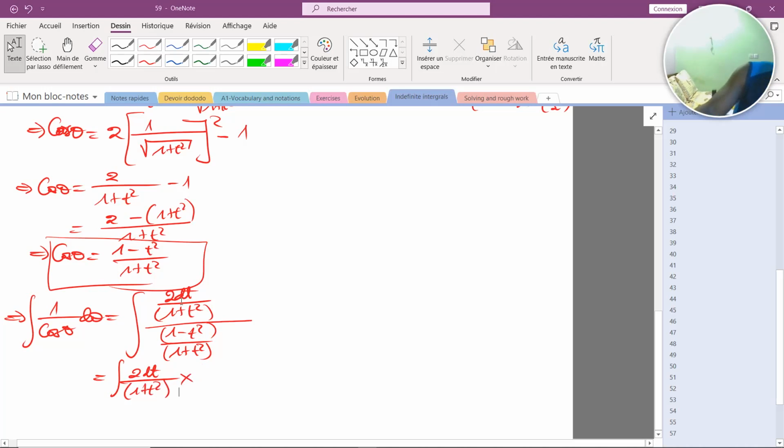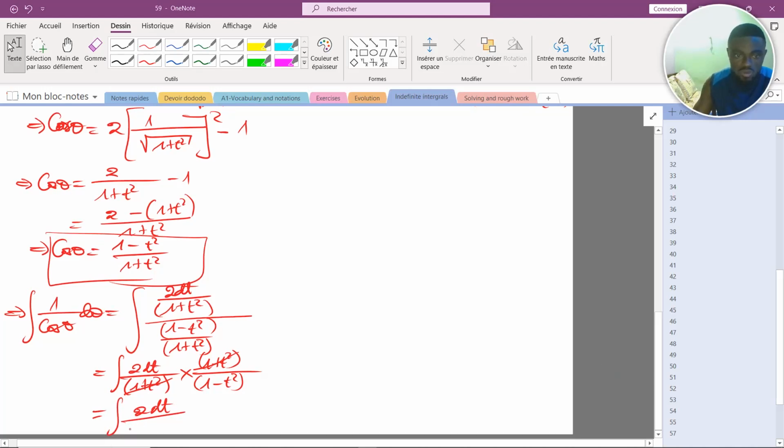A minute. So this is 1 on all of this, so this will become 1 plus t squared all over 1 minus t squared. Very good. So this and this will go, so we'll be left with what? This will be equal to the integral of 2 dt all over 1 minus t squared. You get what I'm saying?